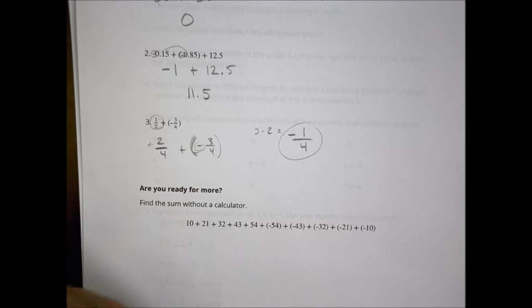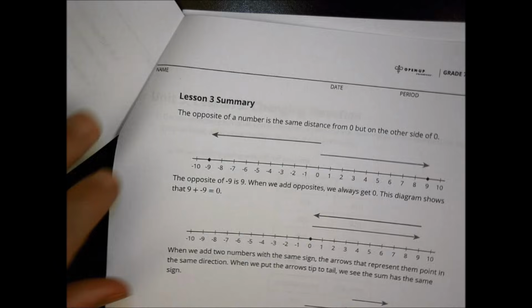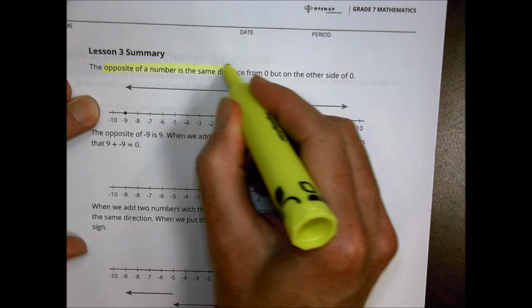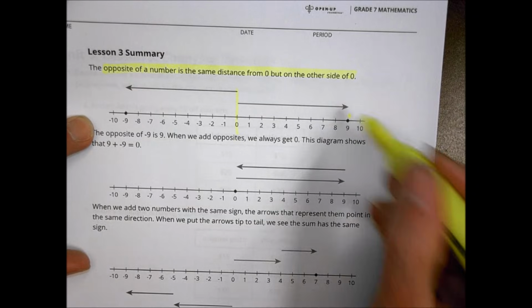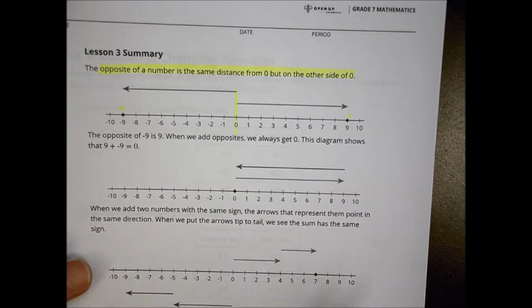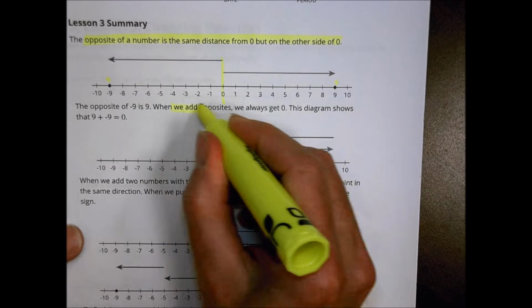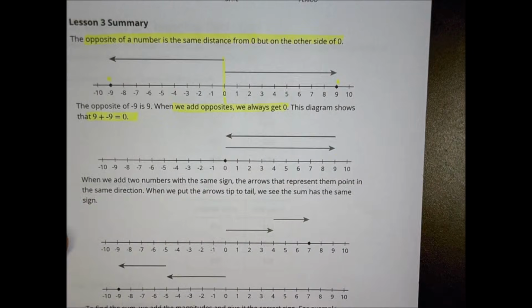And that's the idea. Okay, let's take a look at your summary for today's lesson real quick before we go to tonight's homework. This is really a summary more about the way the number lines are used in this book. The opposite of a number is the same distance from 0 but on the other side of 0, right? So here's your 0, and the opposite's the same distance away, just in the opposite direction from 0. The opposite of negative 9 is 9. When we add opposites, we always get 0. So negative 9 plus positive 9 is going to be 0.